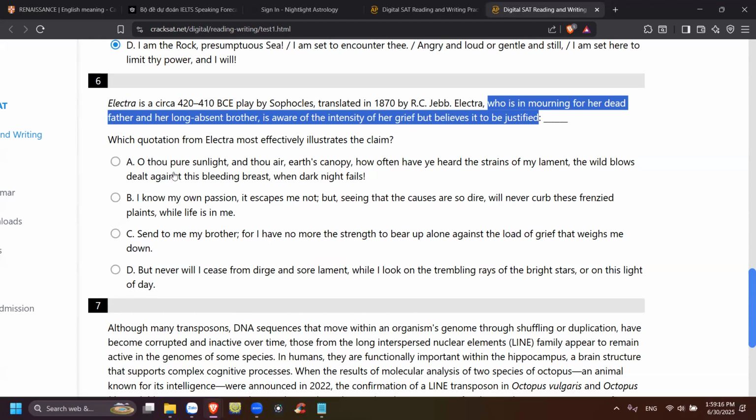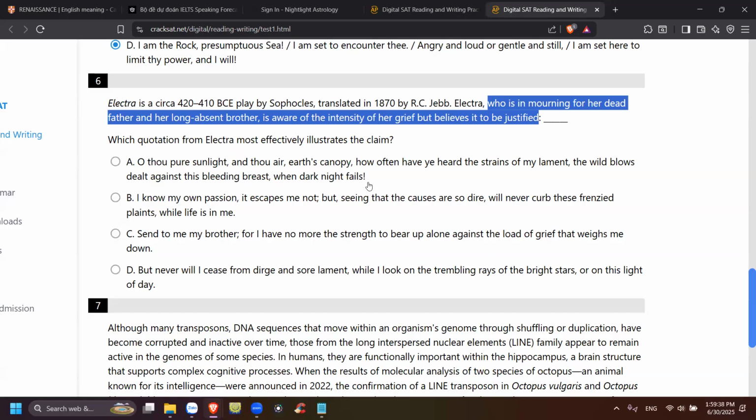Okay, let me look at A for you. "Oh, thou pure sunlight, oh, thou air, earth canopy. How often have you heard the strain of my lament?" It sounds like she is screaming out to the sky and the earth and saying, oh my God, my sadness is terrible. It's like that. "The wild blows dealt against this bleeding breast, then dark night fall."